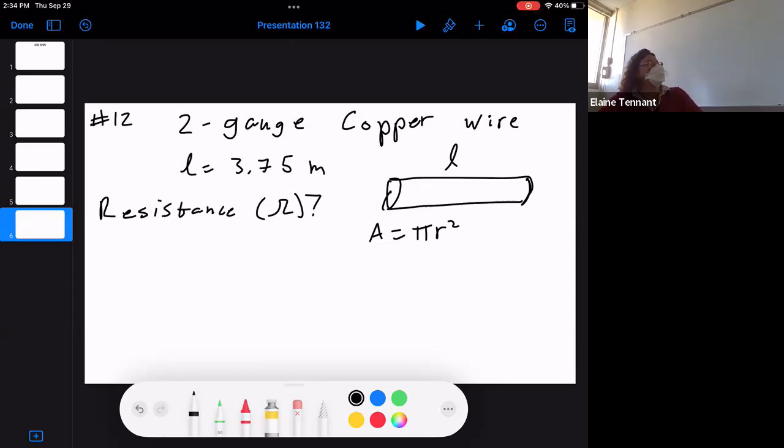Okay, this looks really good. But if we want the resistance, we're going to need to figure out that area, that pi r squared there. And the way you do it is through a gauge. Have you guys used gauges before?